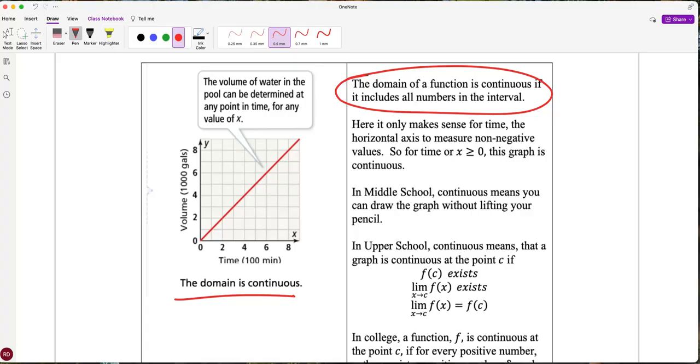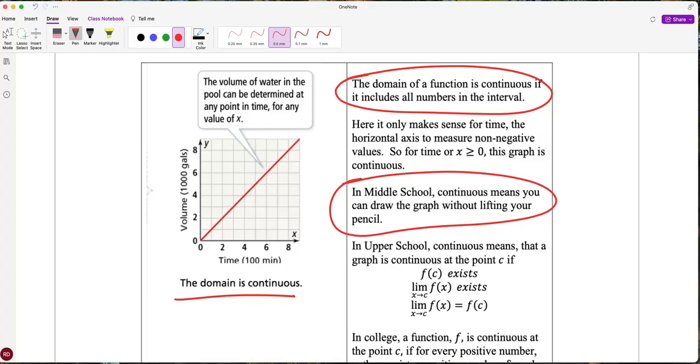Now, when I mean continuous, in middle school, continuous means you can draw the graph without lifting your pencil. Does that make sense? This is a continuous graph. It has no breaks in it, okay? That's the middle school definition.